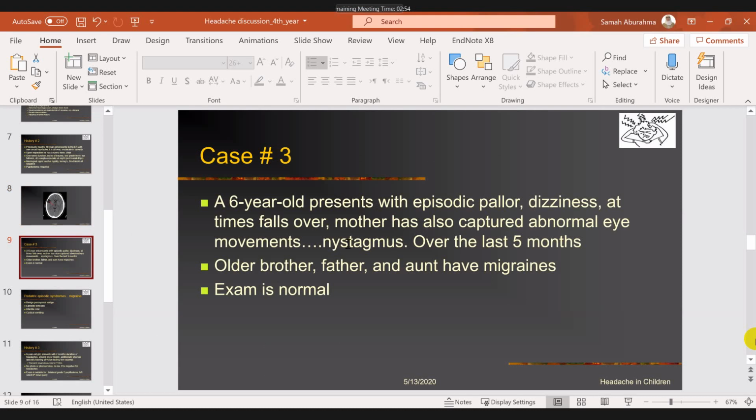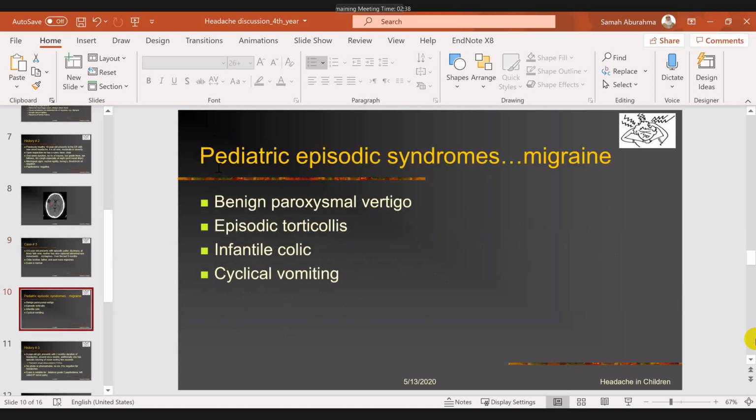His older brother, father, and aunt all have migraines, and his exam is completely normal. So this child has what we call the episodic syndromes in children that are related to migraine, but they present without the actual headache. Is this point understandable? So what is the difference? In children, these patients do not have any headache, but they have a migraine.